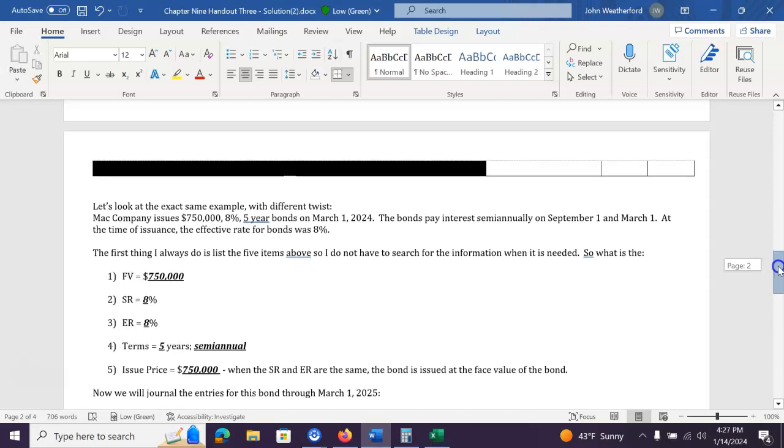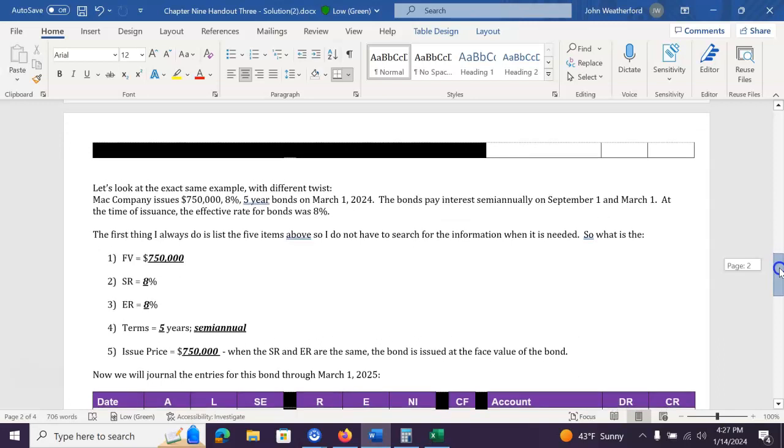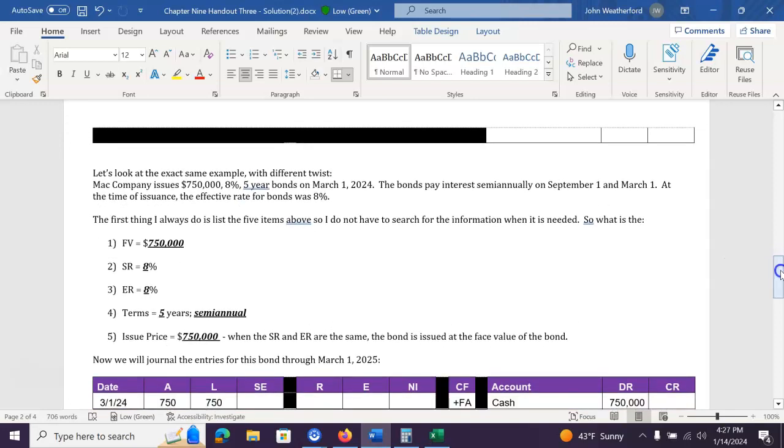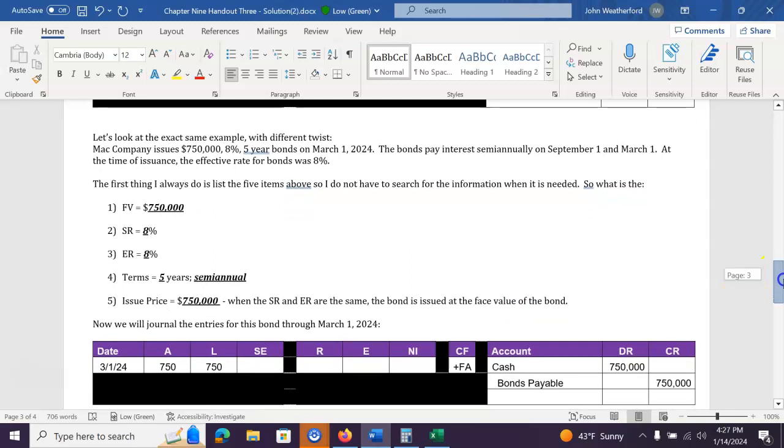Let's journalize the entries for this bond issue on March 1st. That should say 2024. All right, we would debit cash for $750,000 and credit bonds payable for $750,000. Assets increased, as did liabilities, and that's cash coming in from a financing activity.